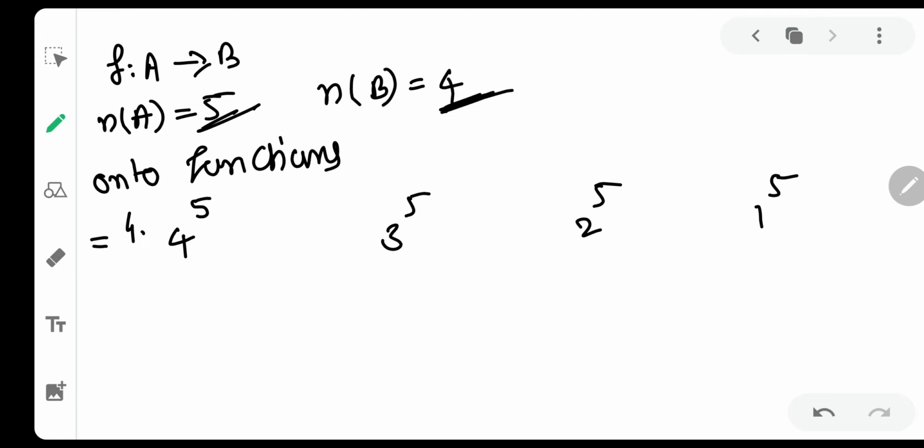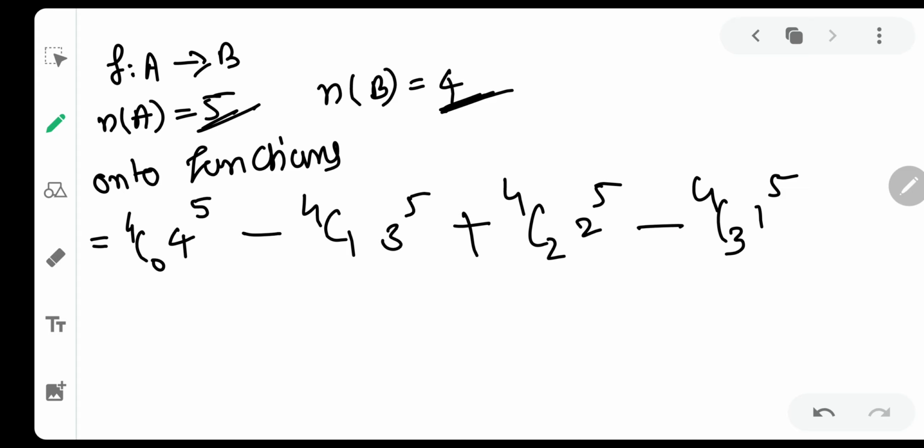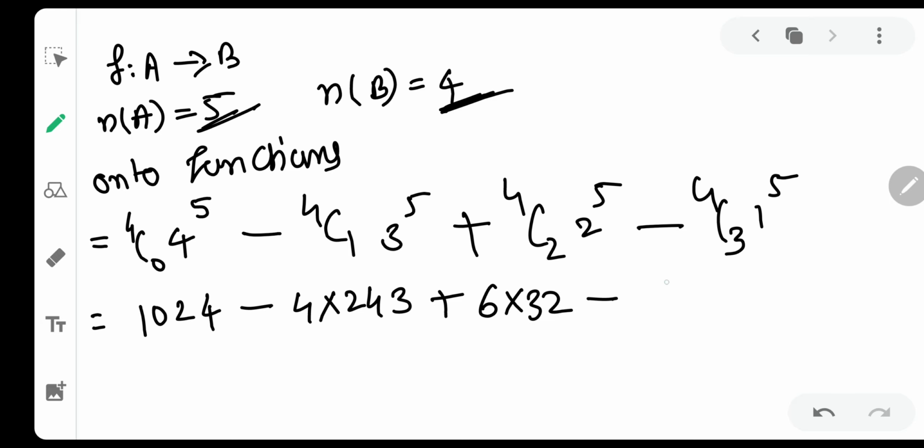Okay. Then how many elements in B? 4. So you write down 4c0. Then you write down 4c1. Then you write down 4c2. And then you write down 4c3. Then minus, plus, minus. That is how you do it. So 4 raised to 5 is 1024. 3 raised to 5 is 243, and 243 into 4, that is how you do it. And 2 raised to 5 is 32, and 4c2 is how much? 6 into 32. 4c3 is 4.